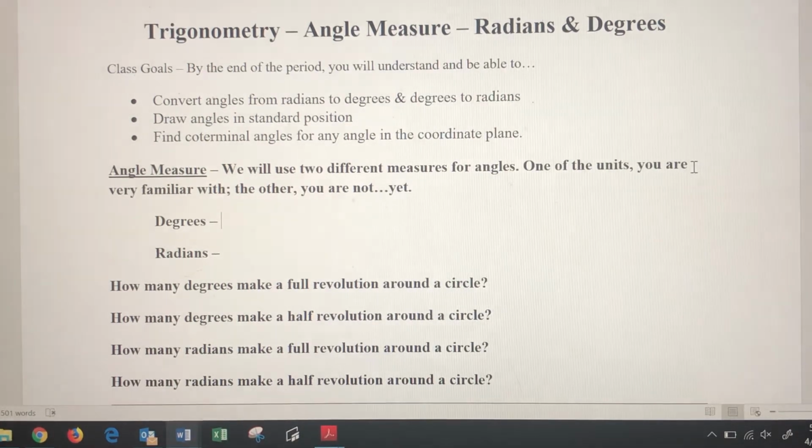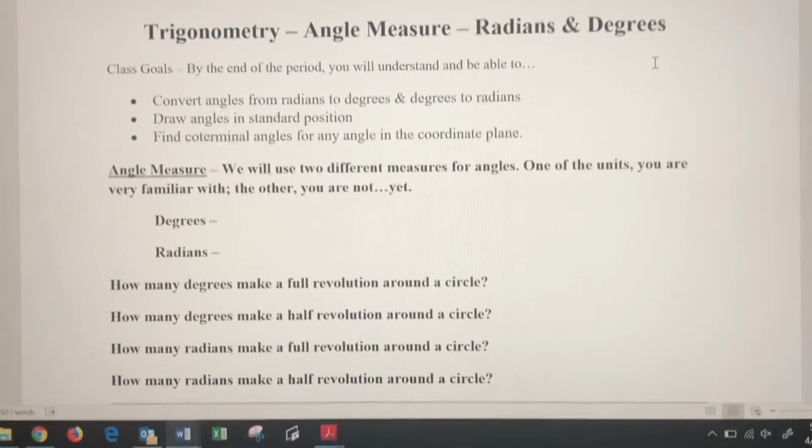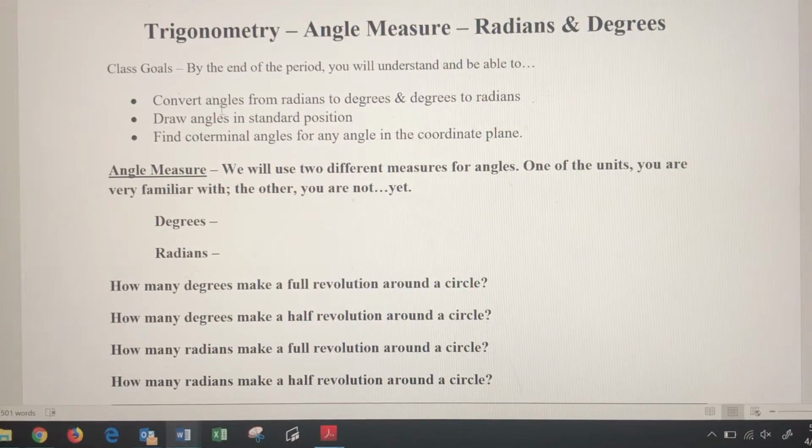So this video goes along with the trigonometry unit on angle measure. Specifically, we're going to talk about radians and degrees today. The only thing this video is going to cover is this first bullet point here, converting angles from radians to degrees and then from degrees back to radians.